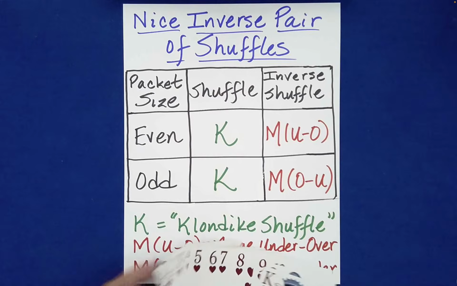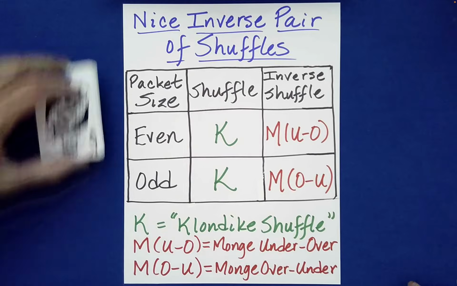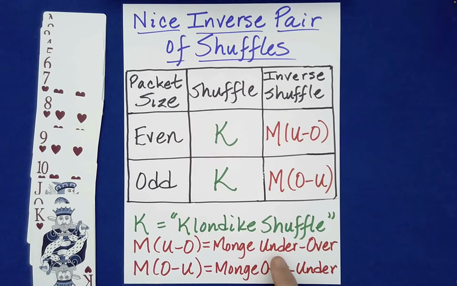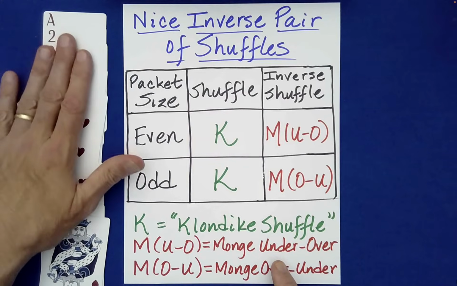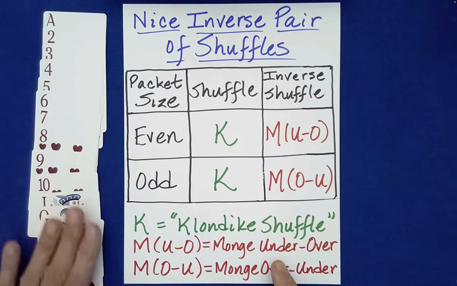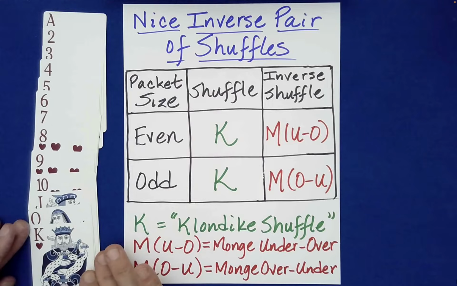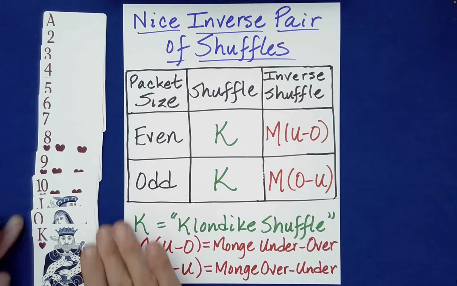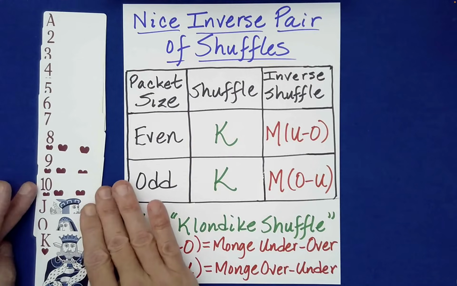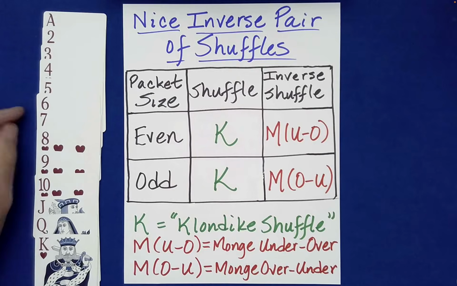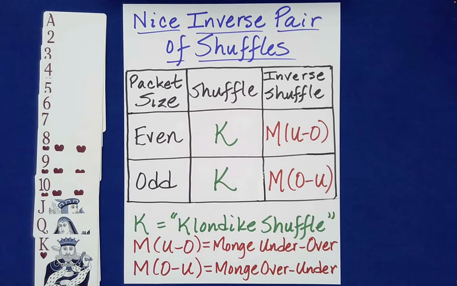And then the other shuffles are Monge shuffles, M-O-N-G-E. Now, they come in two varieties, an under-over and an over-under. Those are the two different kinds. Depending on what you hope to accomplish, one of them will be good for even size packets of cards, and the other one will be good for odd size packets. Let's go ahead and start with an even size packet.